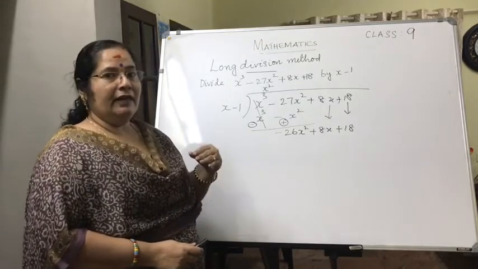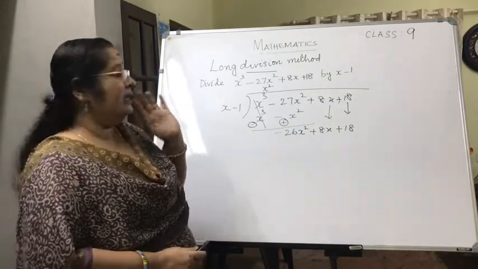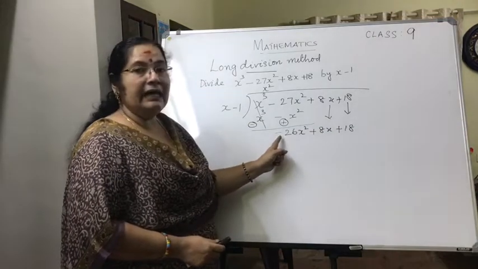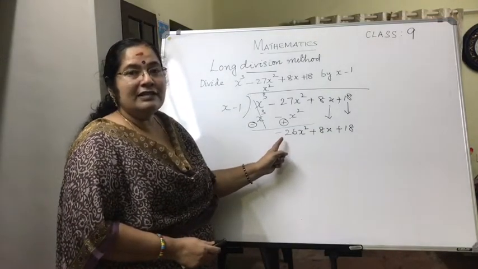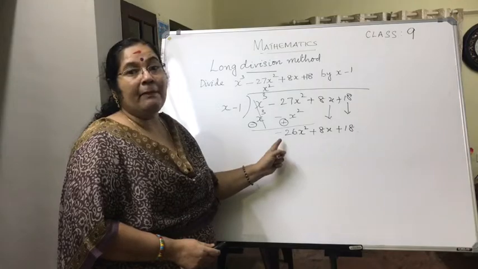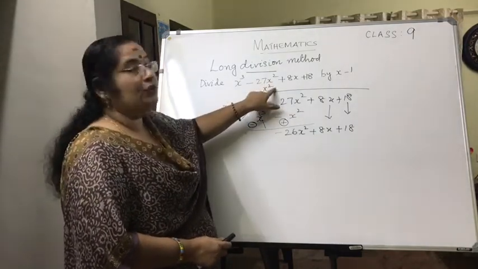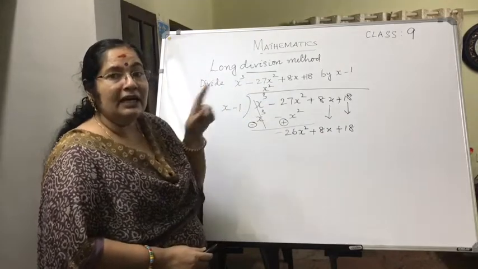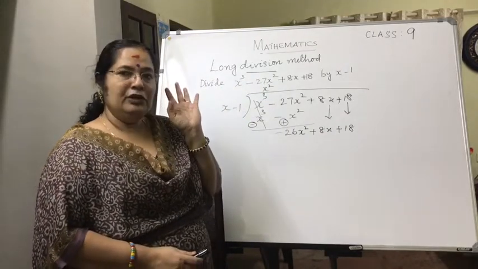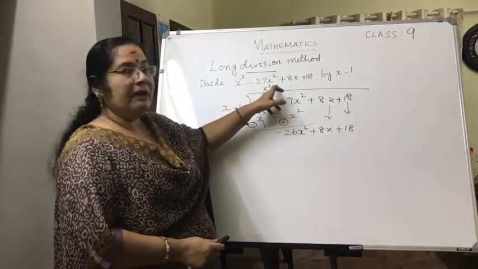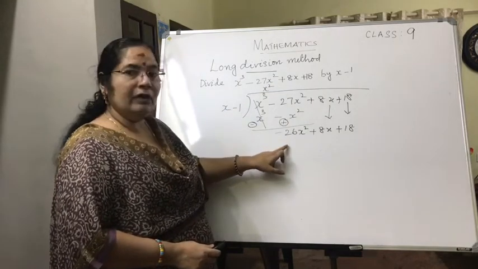But before doing that, one important thing you have to keep in mind. Look at the sign over here. What is the sign here? It is minus. So the next term in your quotient also will be a negative term. Why, you know? Because when you multiply with a negative term only, you will be getting one negative term here.